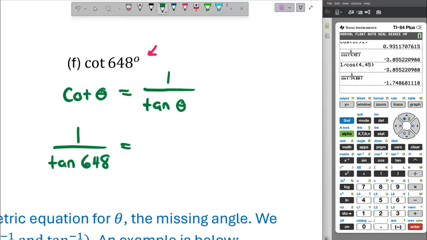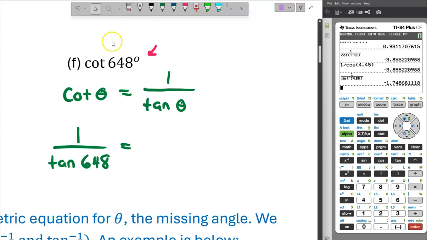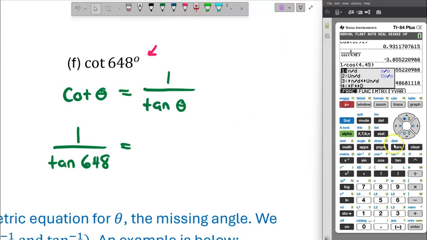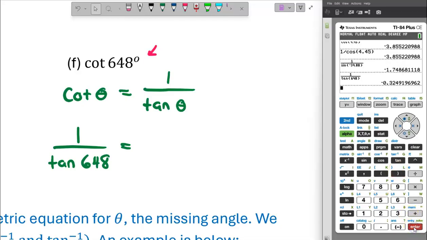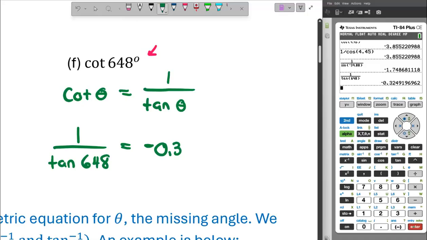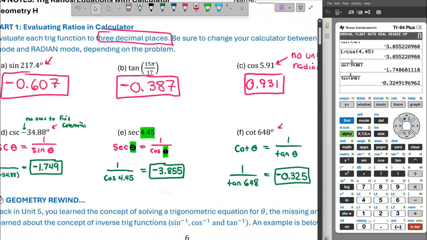Again, do not take the tangent of, some people will write this, and I'm going to just note this. You don't write this, right? You would not do this. And the reason why is essentially that is almost basically saying what is the tangent of 0. Like it's not actually evaluating what we're looking for. You do not take the reciprocal of the angle, you take the reciprocal of the ratio, which is the result of taking tangent of that angle. So 1 over tangent of 648. And that answer will give us negative 0.325. Final answer. So that's how you evaluate the ratios here.